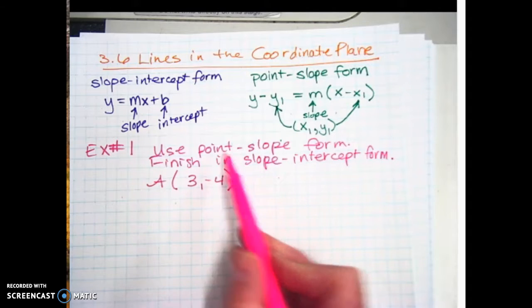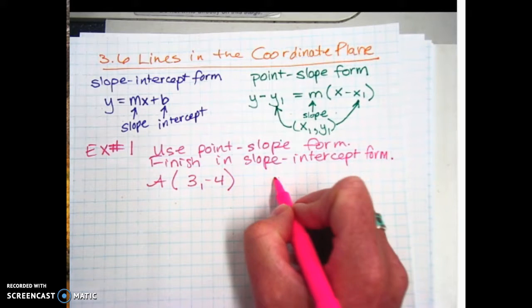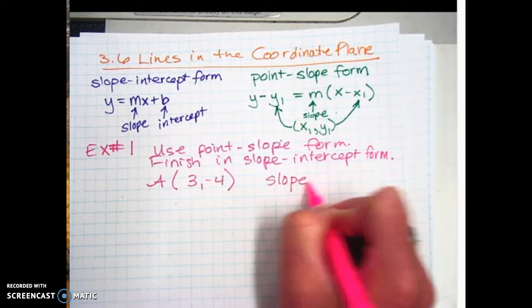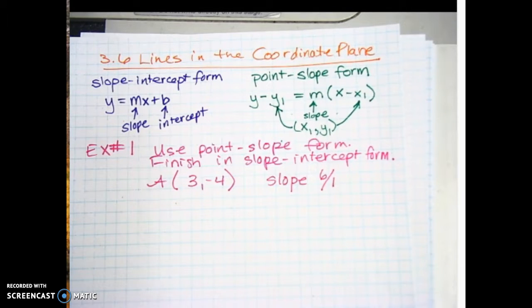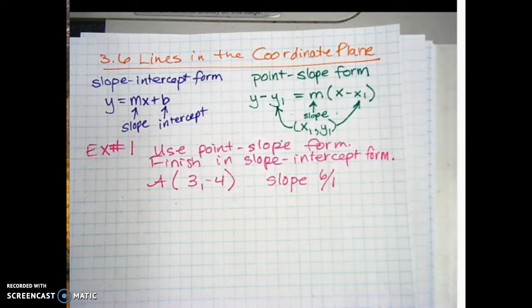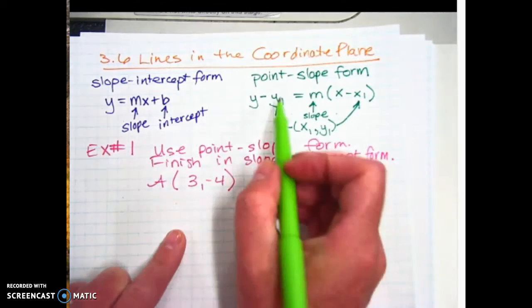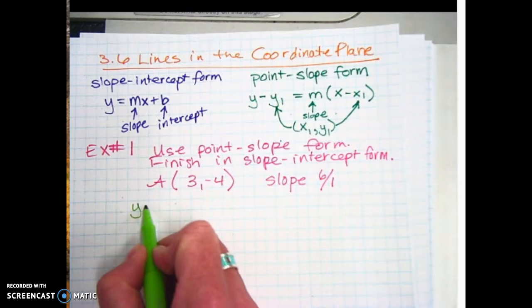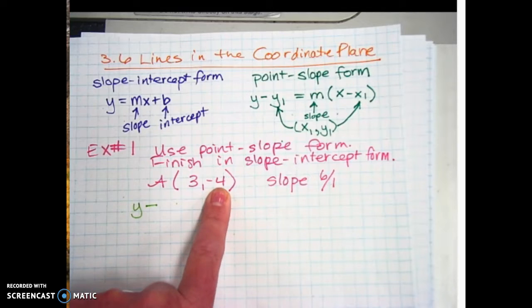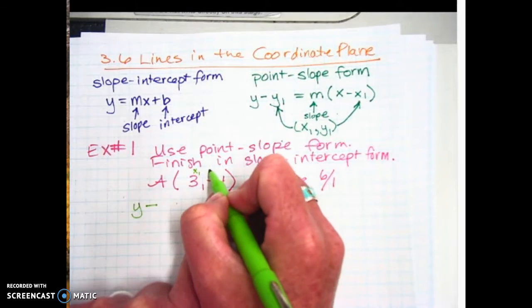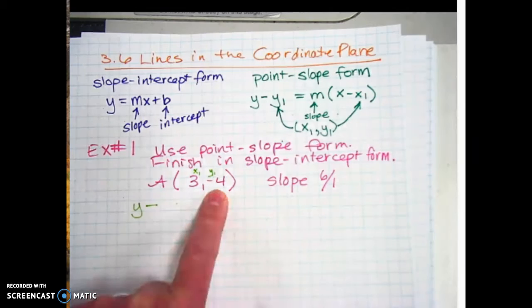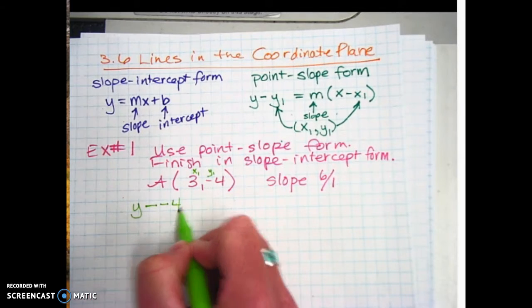The other thing you need is a slope. So the slope is 6, or you can write it as the fraction 6/1. All right, so you're going to take these three numbers and you're going to plug it into this form that I just gave you. You're going to start with y minus the y1. So here's your x1 and your y1. So y1 is -4.